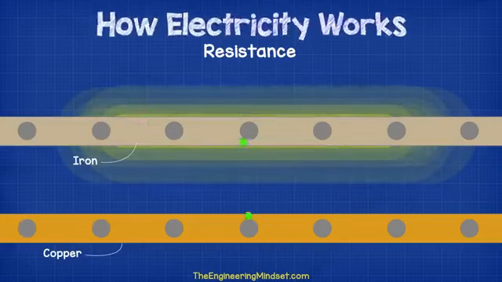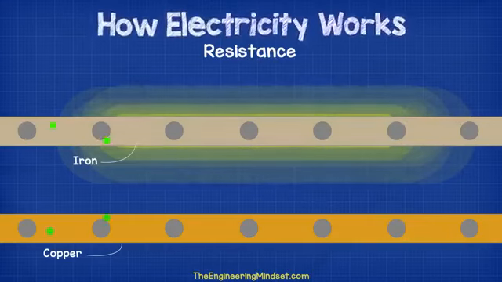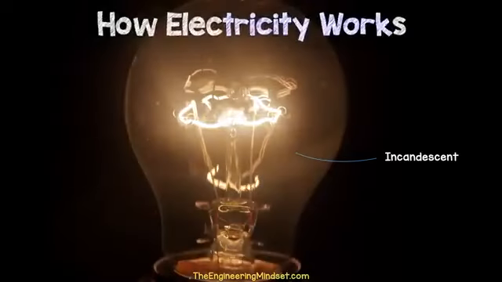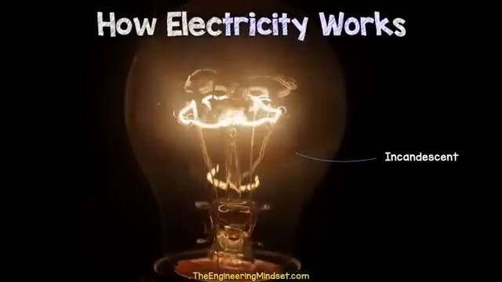Resistance occurs when electrons collide with atoms. The amount of collisions is different from one material to another. Copper has a very low collision rate, but other materials such as iron will have much more collisions. When collisions occur, the atoms generate heat, and at a certain temperature the material will then start to produce light as well as heat, which is how the incandescent lamps work.